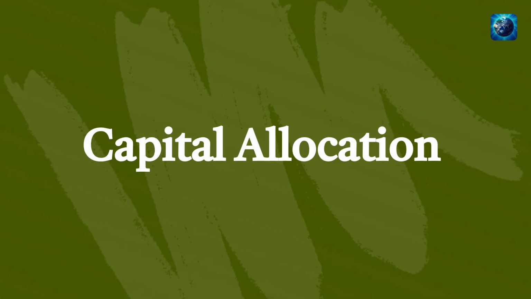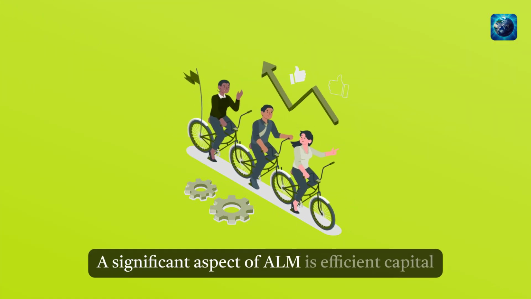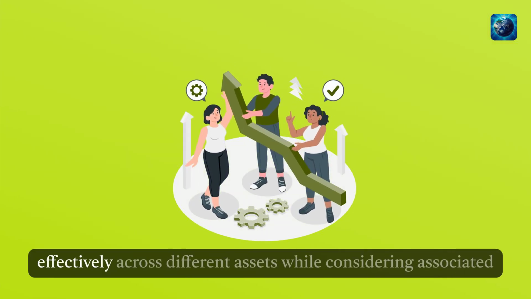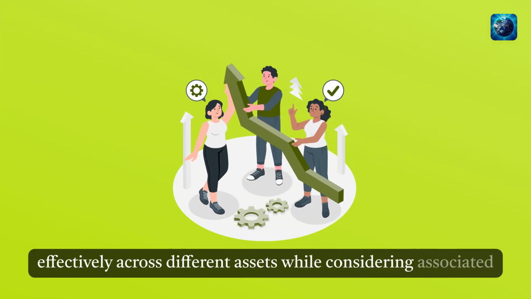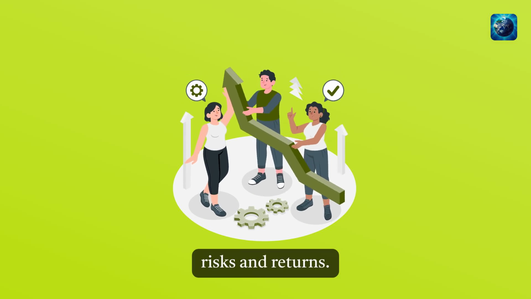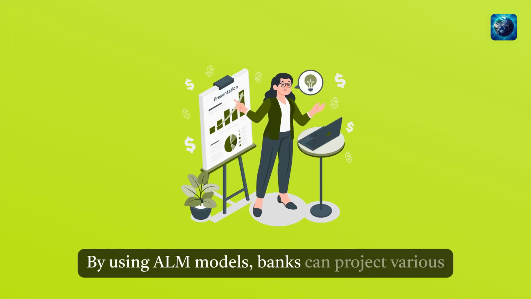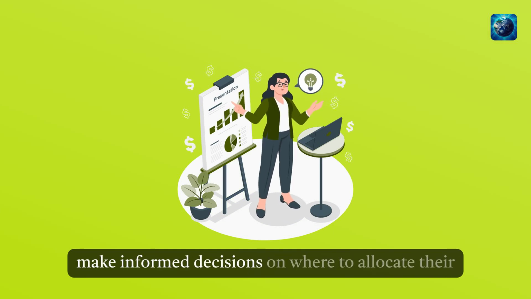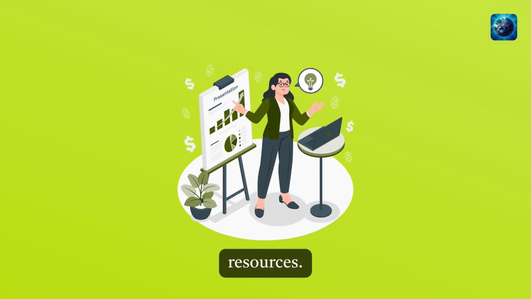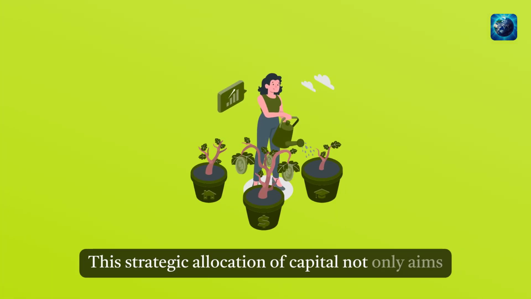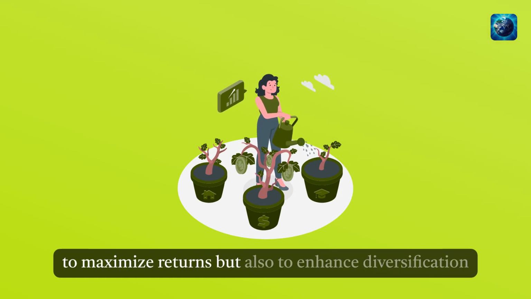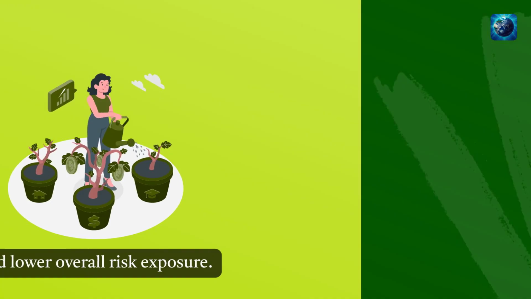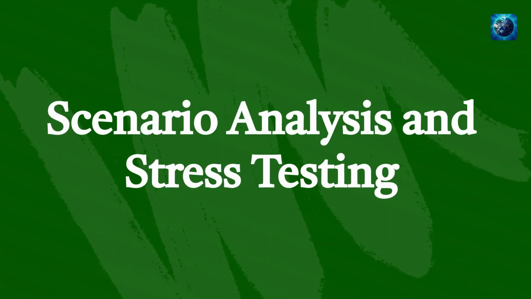Capital allocation. A significant aspect of ALM is efficient capital allocation. Banks must determine how to deploy their capital effectively across different assets while considering associated risks and returns. By using ALM models, banks can project various scenarios related to asset performance, helping them to make informed decisions on where to allocate their resources. This strategic allocation of capital not only aims to maximize returns, but also to enhance diversification and lower overall risk exposure.